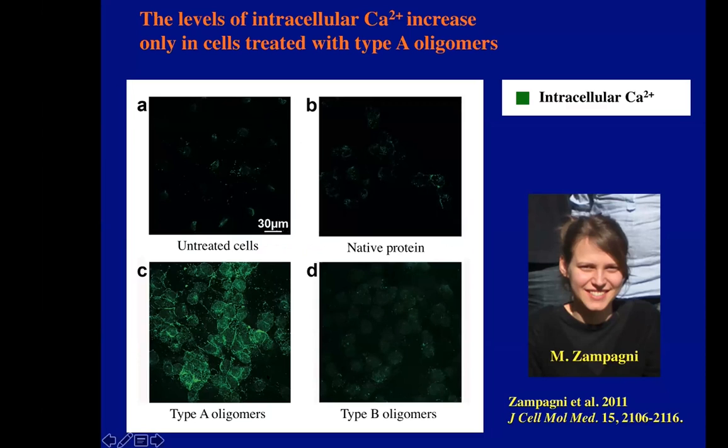So what did we do in this experiment? We used cell cultures. These are basically neuronal cells, and we added the oligomers to the extracellular medium of the cells. So these are the untreated cells with a very small concentration of intracellular calcium. If we add the native protein to the extracellular medium, nothing happens. If we add type A oligomers, again to the extracellular medium, we have an interaction with the cells, and as a consequence, we have an entry of calcium from the extracellular medium to the cytosol, and this can be detected by a huge increase in fluorescence. Using type B oligomers, we have some effect, but this effect is very small.